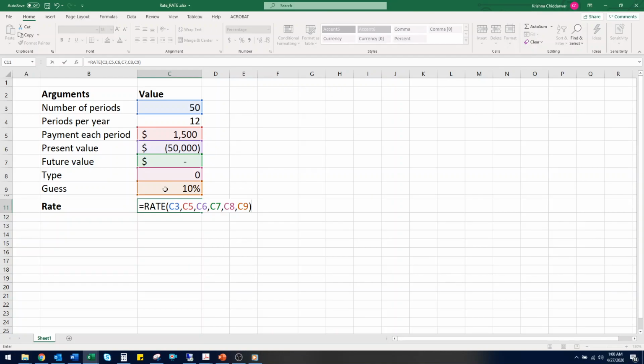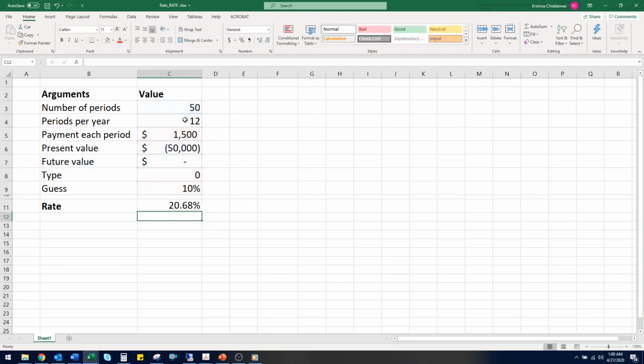value by 12, the number of periods per year. What rate does is calculate the rate per period, and you can see here we have 50 periods, but we have 12 periods per year. I want to find the annual rate, not the rate per period. So I need to multiply this number by the periods per year. And so I'll type in an asterisk and then click in cell C4, which is the number of periods per year, and then I'll press enter.